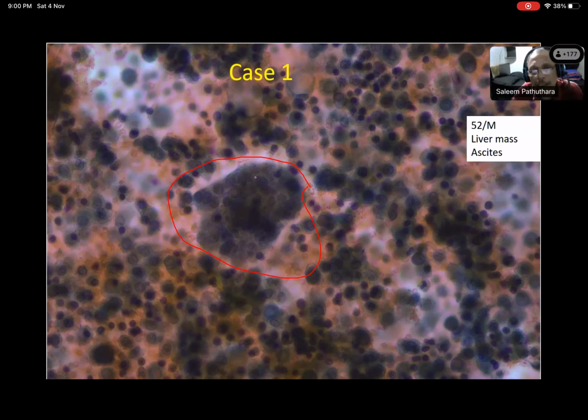Looking at the cluster, look at the cell arrangement. There is a tight arrangement here. I'm not very sure whether they are mesothelial or something else. There is no clarity. I can see some chromatin detail, but because of too much overlapping, I cannot make out what this cluster is. It can be mesothelial, it can be foreign cells, it can be malignant cells, it can be anything.